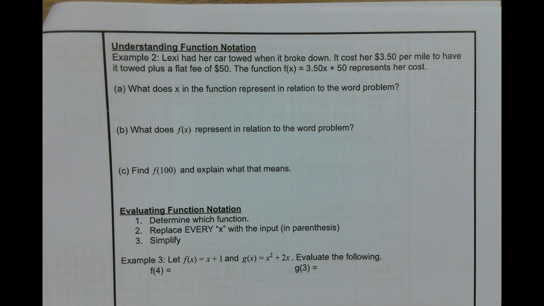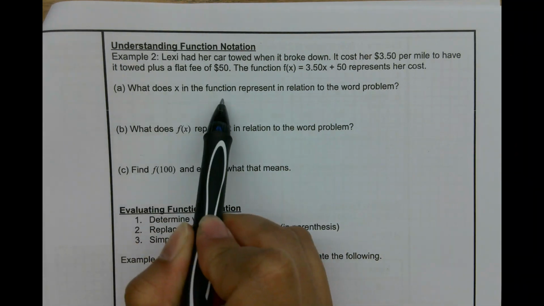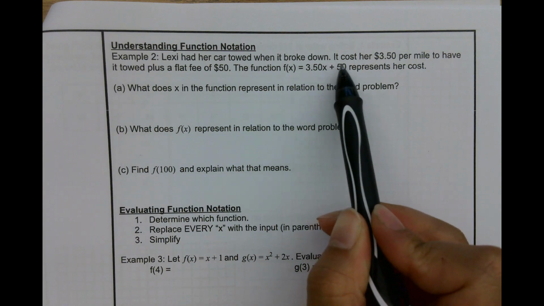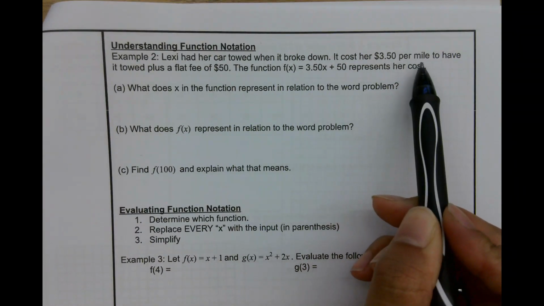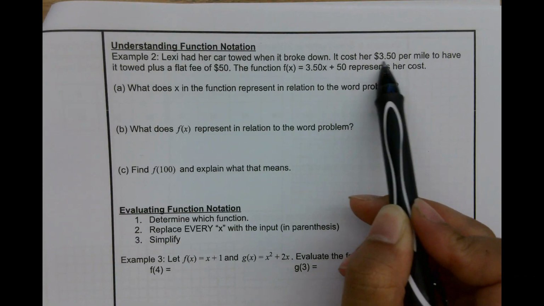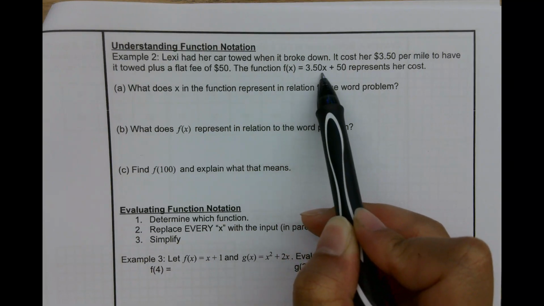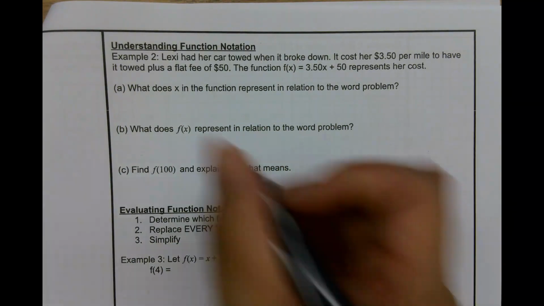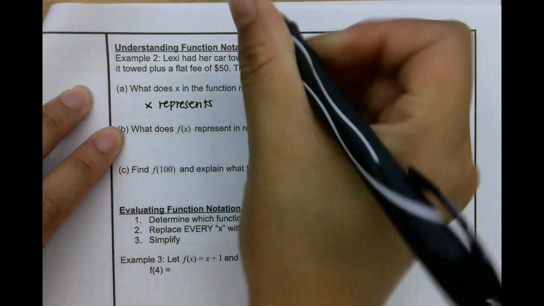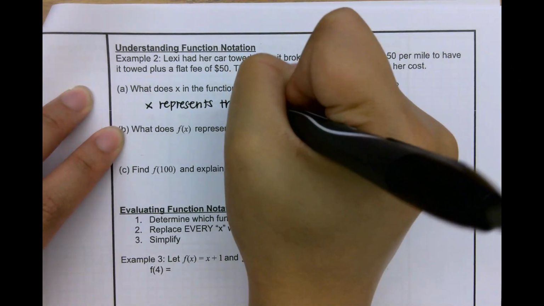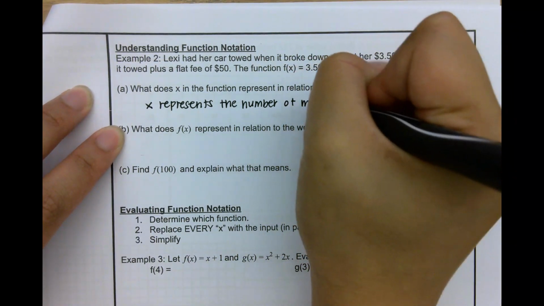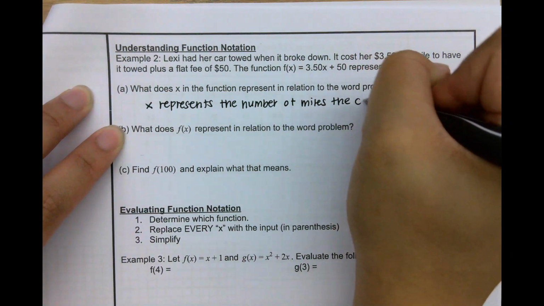Part A asks us, what does x in the function represent in relation to this word problem? Here we're told it costs her $3.50 per mile. Just so you know, per always means multiplication. So we see this $3.50 per mile later as 3.50x. So what x represents is the number of miles the car is towed. If you're lazy, you can use the number sign, which is just the pound or hashtag sign. The number of miles the car is towed.